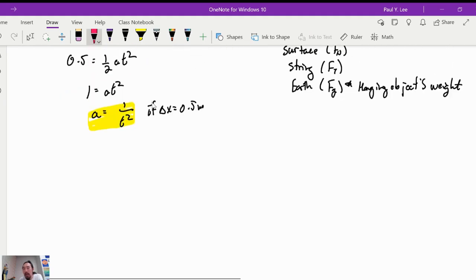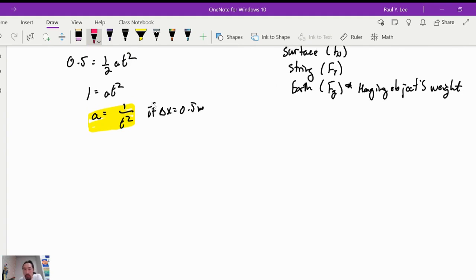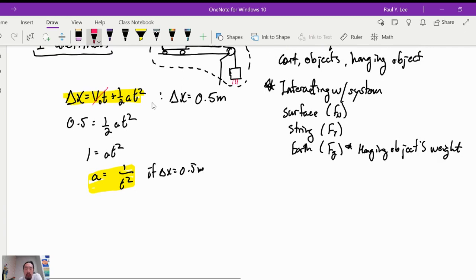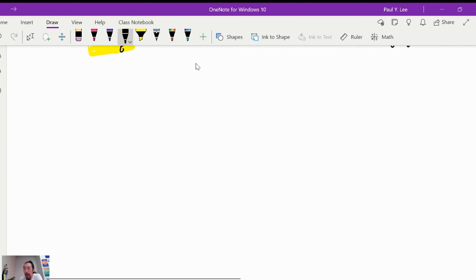So even though the mass of the system remained constant, it's important to know that the interacting force, okay, which is the weight of the hanging object. So let's put that there. So I'm going to highlight this because this is key. This was changing. Okay, that was changing, and that is how we came up with our axes for our graph.